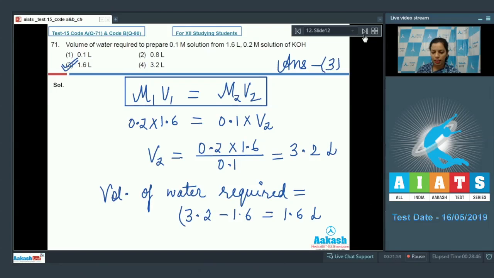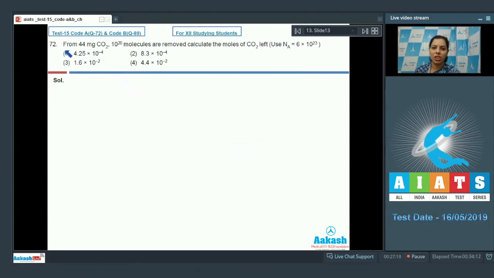After this, another question, question number 72. From 44 mg CO2, 10 raised to the power 20 molecules are removed. Calculate the moles of CO2 left. Use Na equal to 6 into 10 to the power 23. It means Avogadro number is also given in the question. In this case, you have the mass of CO2. What's that? It is 44 mg.